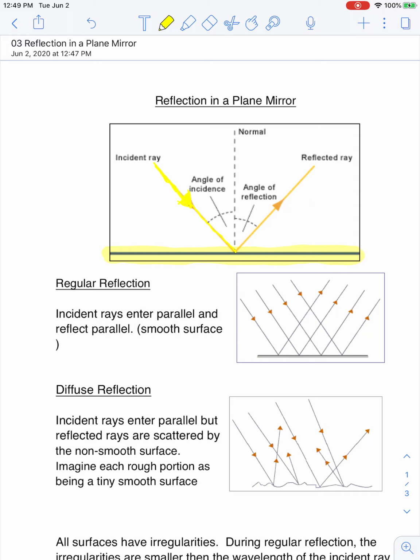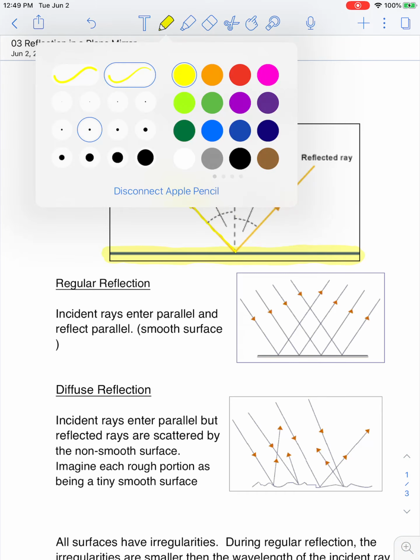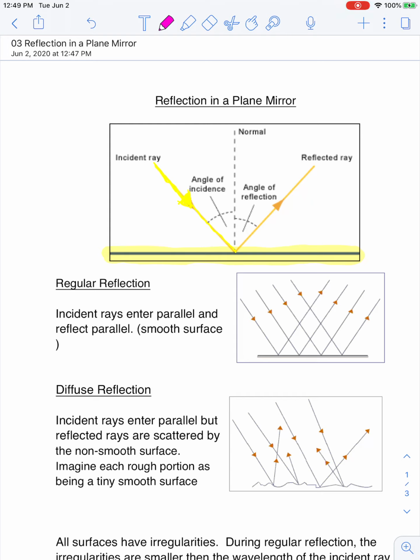The first thing we always have to include in our ray diagrams when we are looking at reflection off of a plane mirror is this line here called the normal. It's a dotted line, and that dotted line is always present, indicating a 90-degree angle to the mirror. That is called the normal, and it always has to be there because we use the normal to measure. That's how we measure angles.